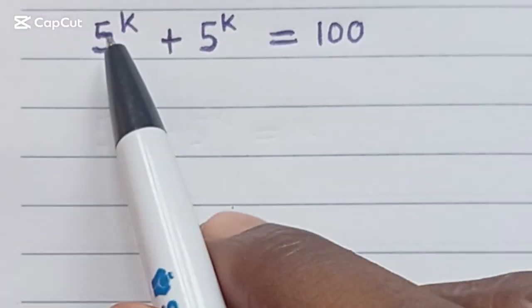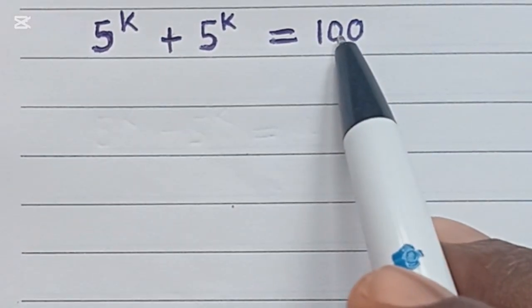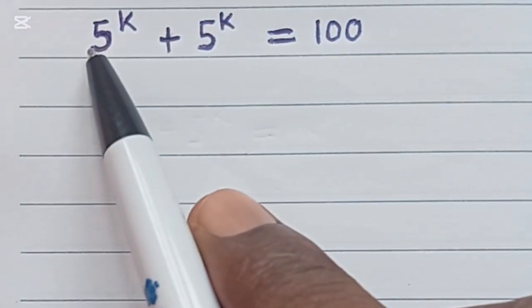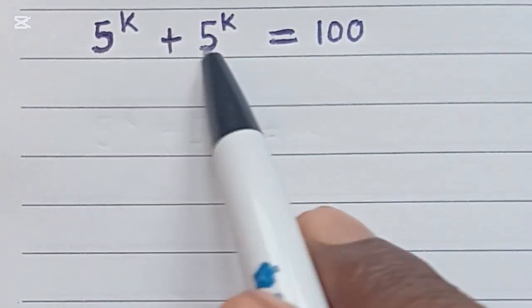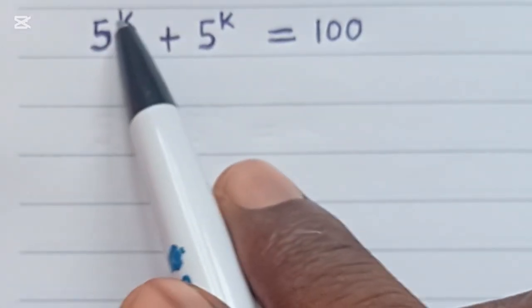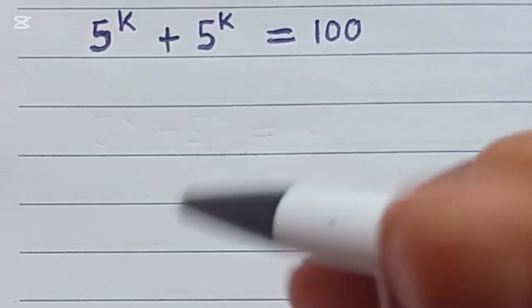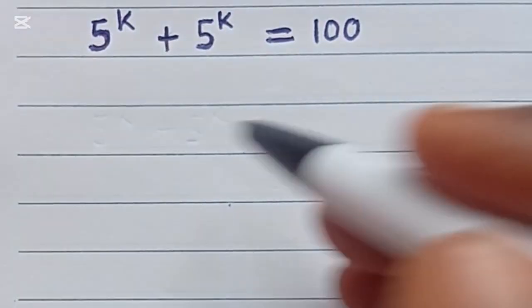Now let's break this down. 5 to the power of k plus 5 to the power of k is equal to 100. On the left hand side, you can see that we have two identical terms, and when you add them together, even though they contain an unknown, which is k, you can simply add them. But before we do that, let's substitute another value just to simplify this.